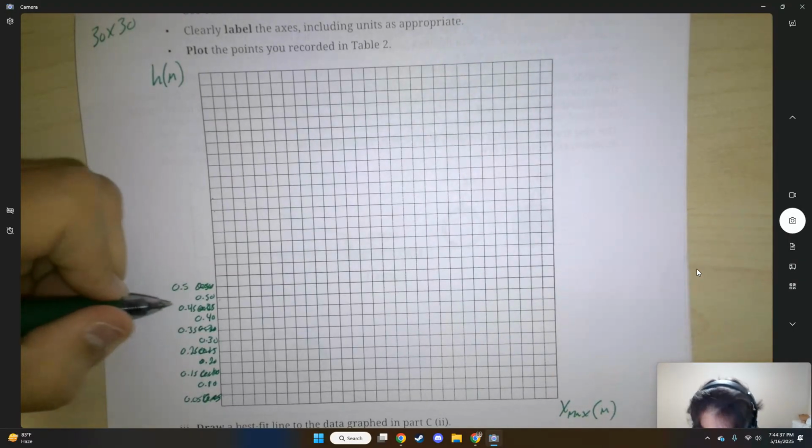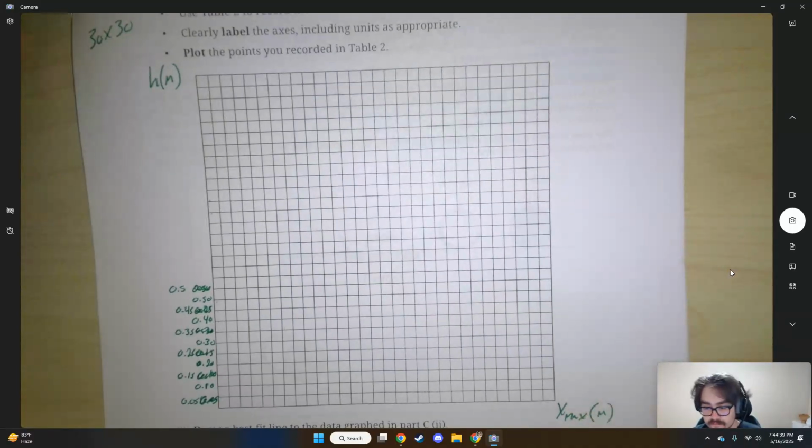This is a terrible graph. Why'd they give me 30 freaking squares? There's no reason. There's no universe in which 30 squares is ever going to be acceptable.